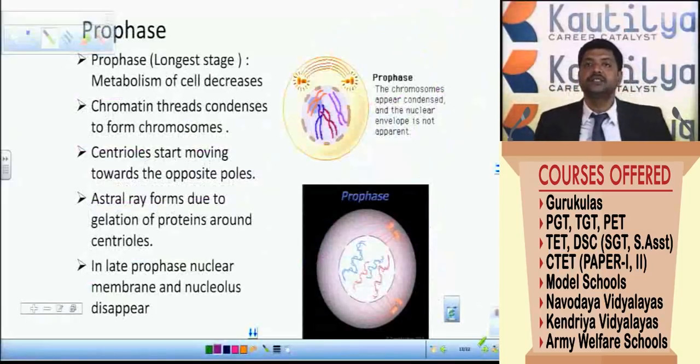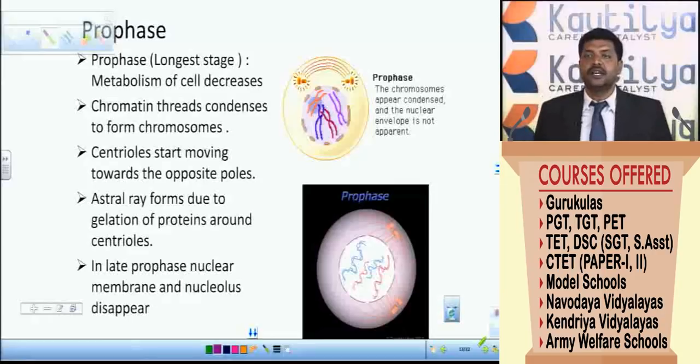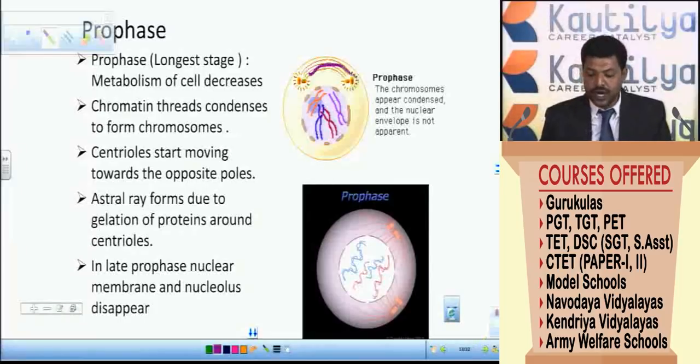The karyokinesis, the nuclear division, is divided into four stages. As you know very well, the four important stages of karyokinesis are prophase, metaphase, anaphase, and telophase. What is pro? Initial, beginning. So prophase is the longest phase of mitosis; cell size increases and chromatin threads condense to form chromosomes. Initiation of condensation of chromosomes takes place in prophase. Centrioles start moving towards the end of prophase, to the two opposite poles.